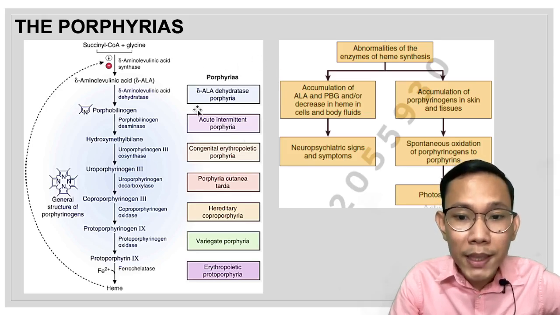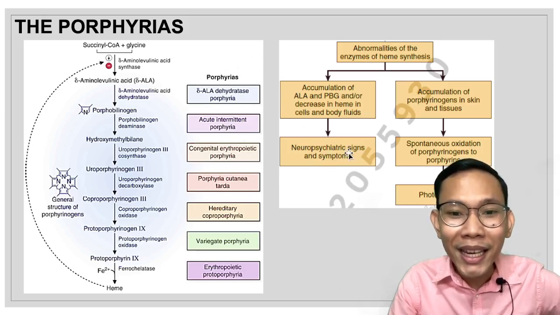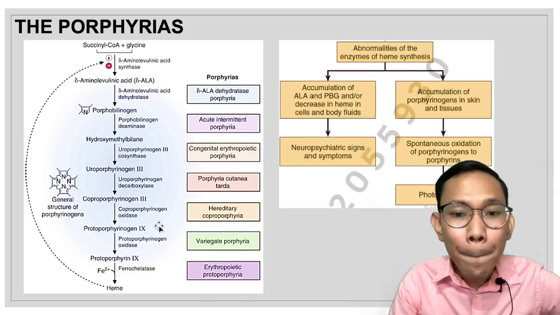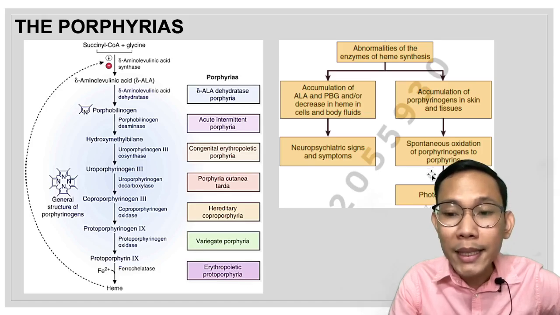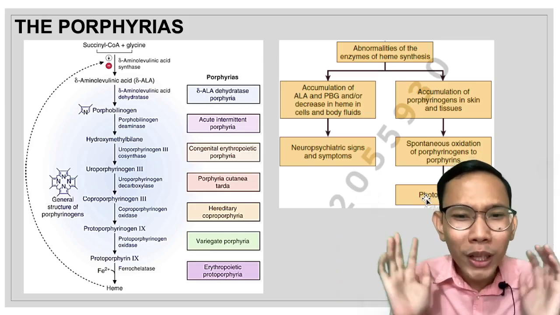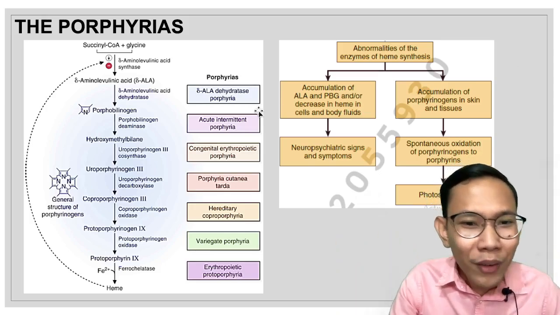their common manifestation is neuropsychiatric symptoms. And the remaining type of these porphyrias, ang pinaka-common na symptoms nila is your photosensitivity. Please remember that. That's the only concept na gusto kong malaman nyo. Don't have to memorize this.